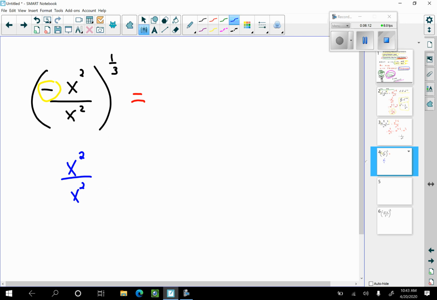x squared over x squared, for all x values except for 0, is 1. And right now we're going to assume that x does not equal 0. In fact, in all of these examples, we're going to assume that x does not equal 0, because if x equals 0, then everything goes haywire.